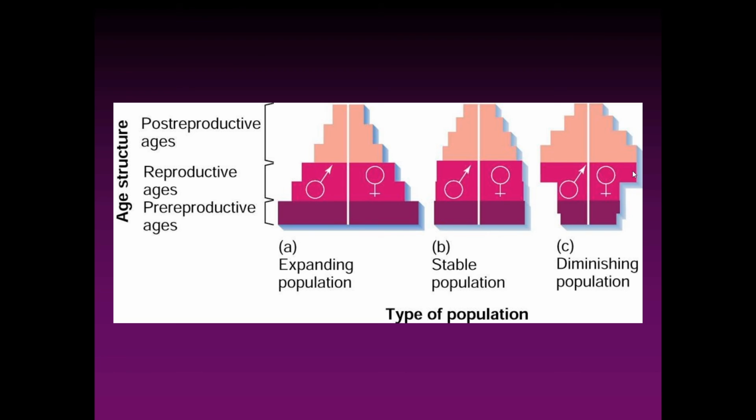And then diminishing populations, this is where there are fewer individuals the younger you get. So you have to think that this category right here isn't going to grow any larger as it moves up to here and up to here. If anything, it will decrease due to mortality factors.